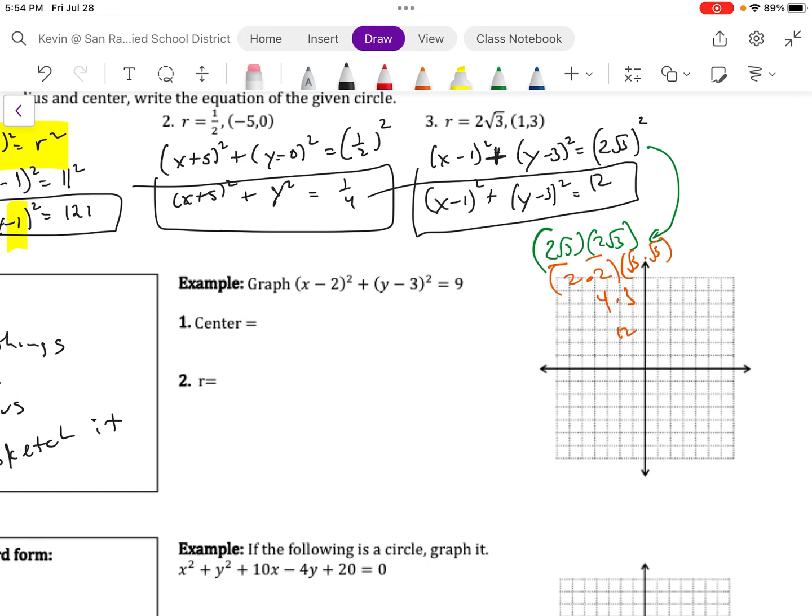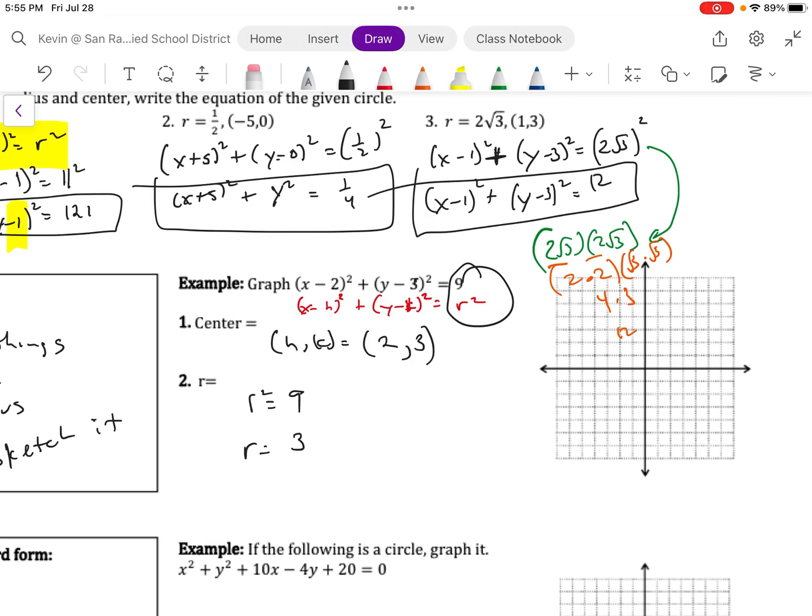So we have to look at this. We have to remember our formula, which is x minus h squared plus y minus k squared equals r squared. So we look up here and we go, okay, well, h then is 2. So our center, which is h, k, is 2. Not negative 2, 2, because it's x minus h. So x minus h, x minus 2. So 2, and then the k is 3. Okay, and then this is r squared. So r squared equals 9. That means that r equals 3.